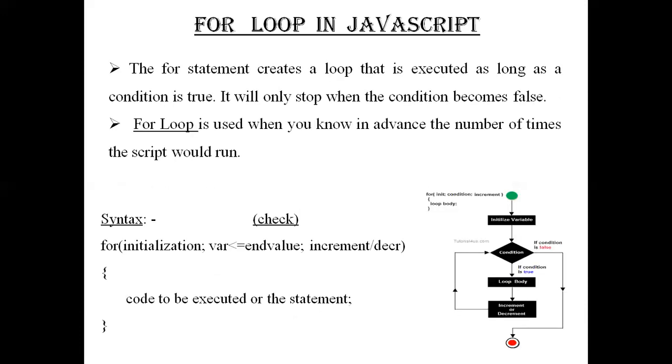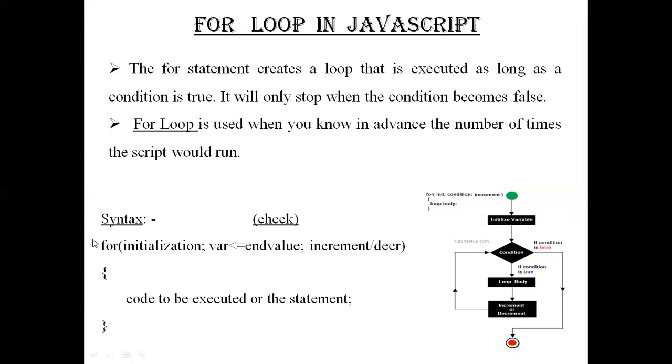So for loop creates a loop that is executed as long as a condition is true. It will only stop when the condition becomes false. For loop is used when you know in advance the number of times the script would run. You are specifying the first and the last value, so till it reaches the last value, it will iterate the loop.